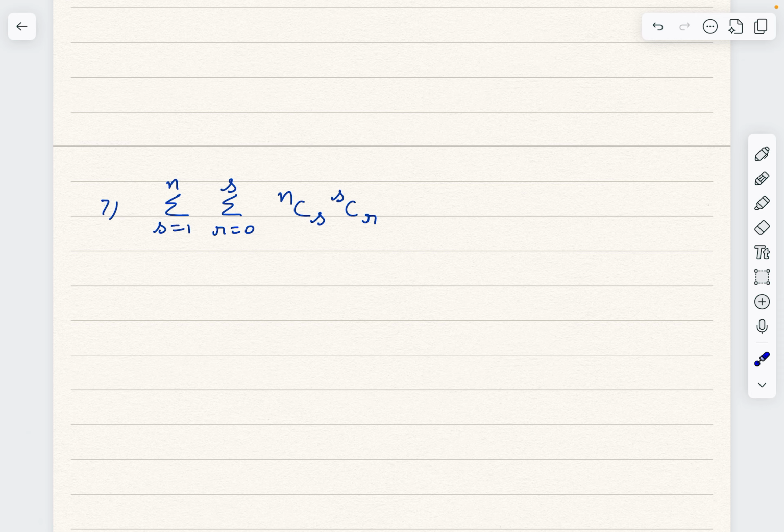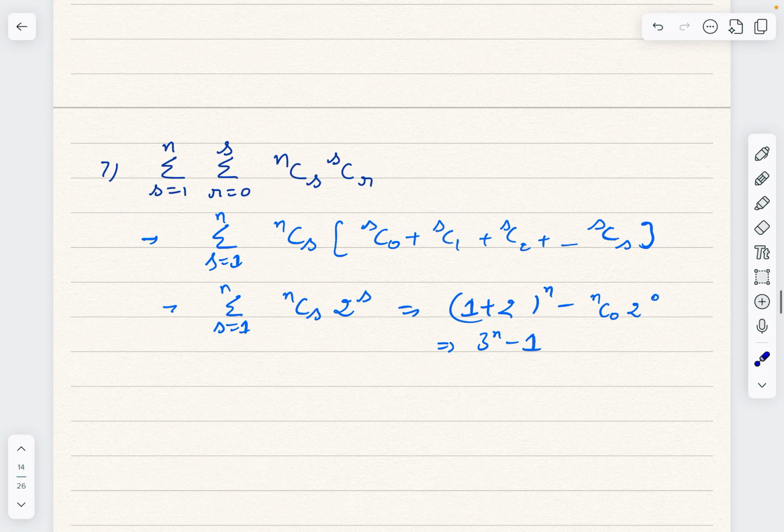We have a double summation problem, but this is different from what we have discussed in the class. It is summation s from 1 to n, summation r from 0 to s, nCs into sCr. You can give it a try. Let us start discussion now. The final answer is just 3^n minus 1. This is a very easy problem.